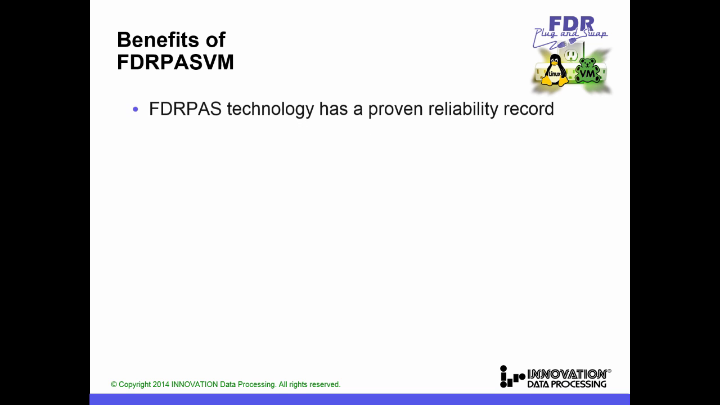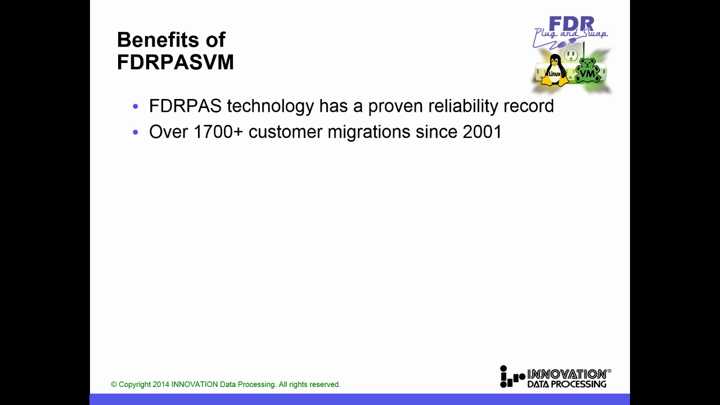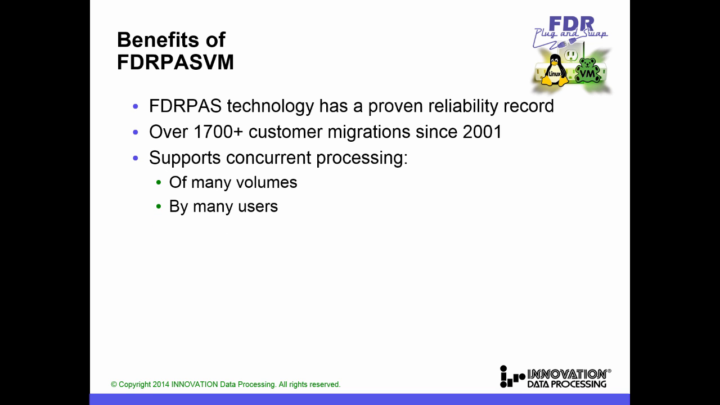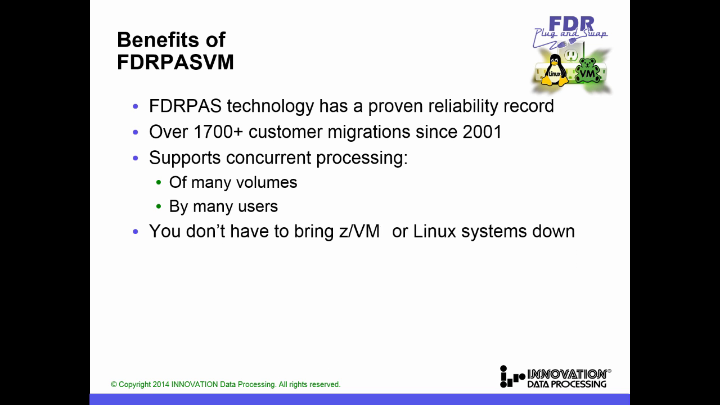So benefits of FDRPASVM. FDRPAS on ZOS has a proven reliability record, has been used by over 1,700 customers over the years, and supports concurrent processing of not just one volume, but many volumes by many users. You don't have to bring your ZVM or Linux systems down.